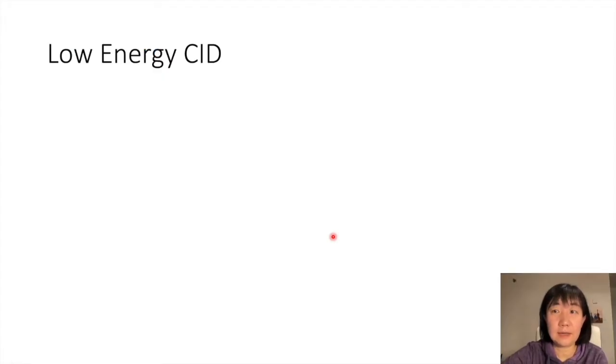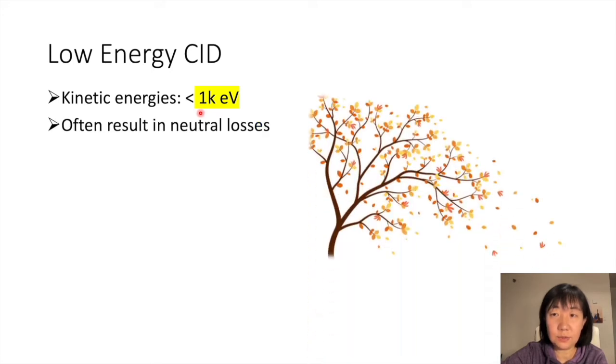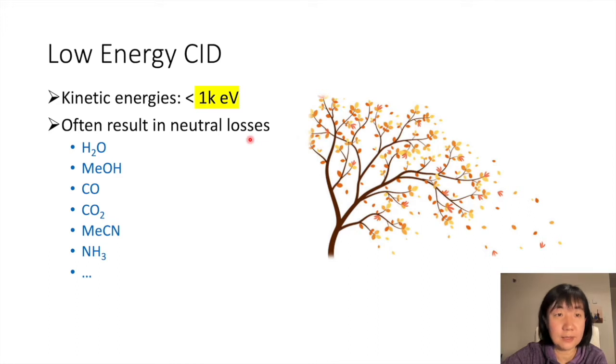Now, when we talk about CID, we often talk about 3 types of it. They are low energy CID, high energy CID, and HCD. Low energy CID is typically carried out with ion kinetic energies less than about 1 kilo-electron-volt. For low energy CID, fragmentation reactions are often limited to neutral losses depending on the nature of the precursor ions. The neutral losses could be water, methanol, carbon monoxide, carbon dioxide, acetonitrile, ammonia, and so on.